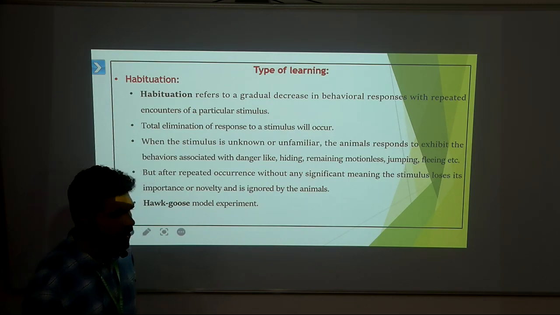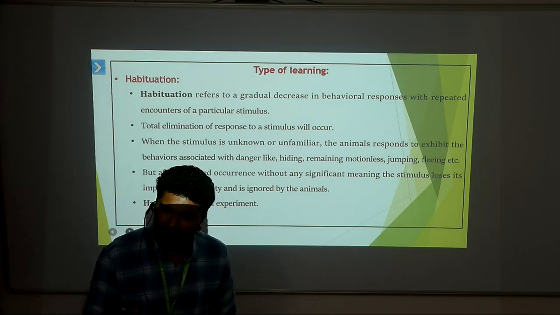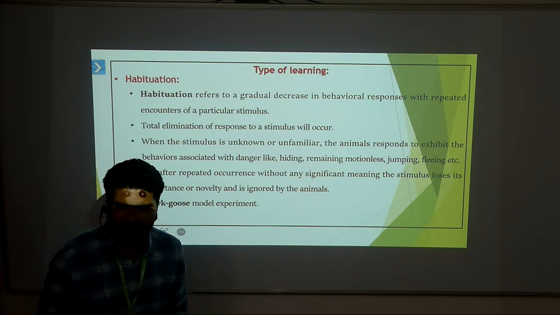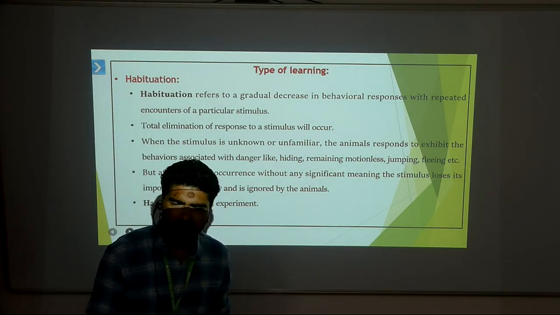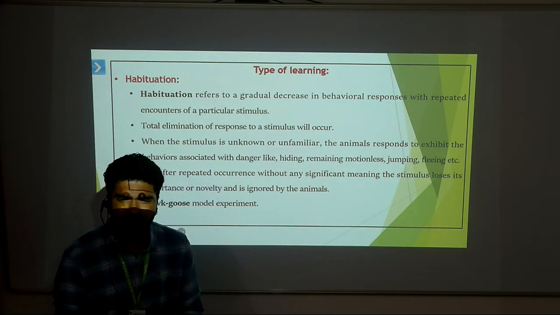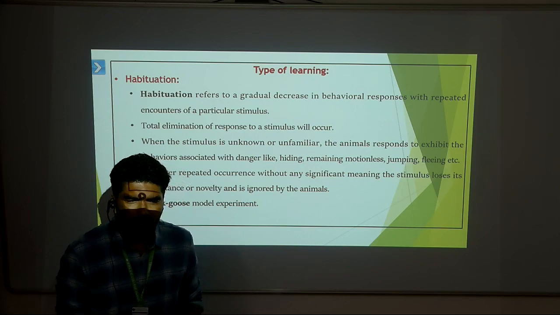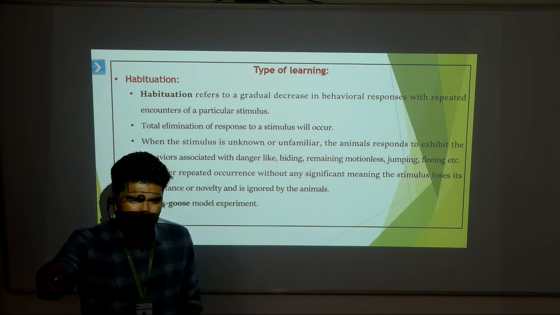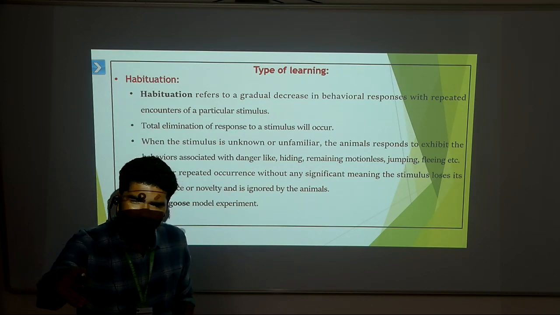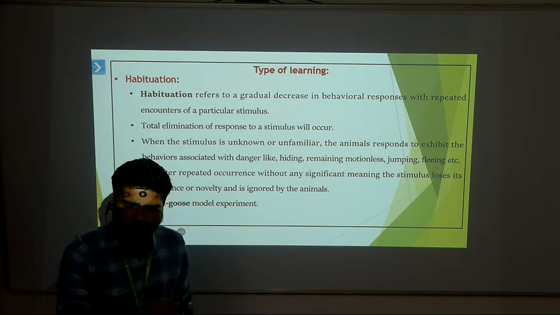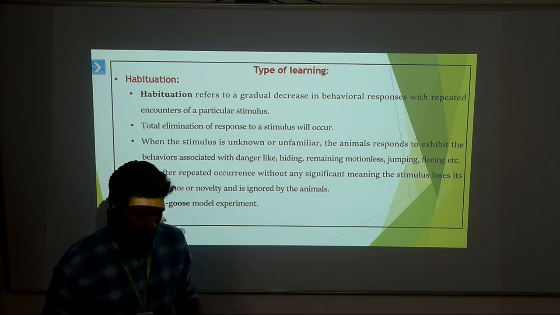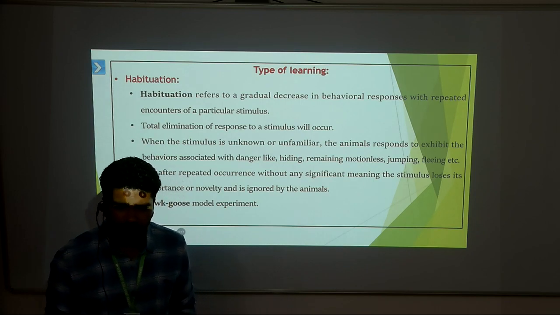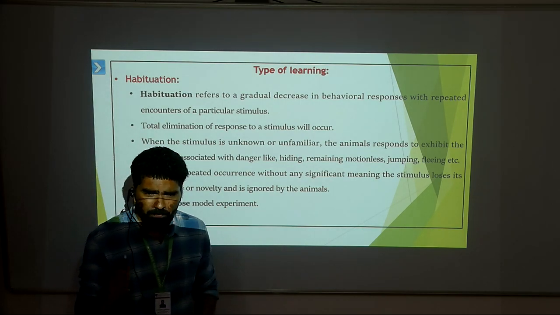Here is the hawk-goose model experiment done by one scientist. So what did he actually do? The goose, the small juveniles of the goose, when a hawk is flying over them, start to escape from that area and hide in some place. That scientist did one thing.